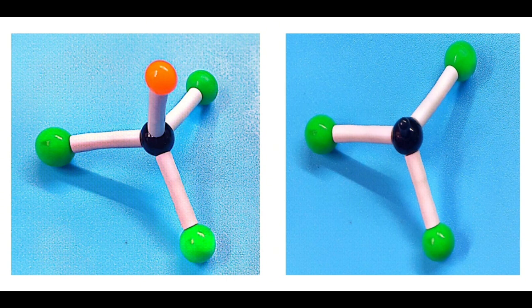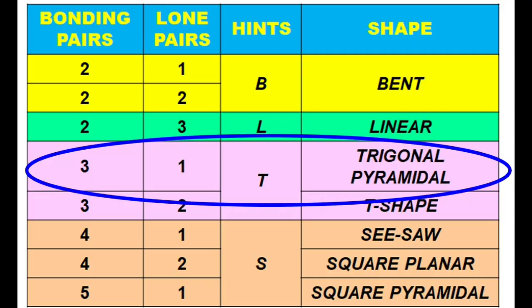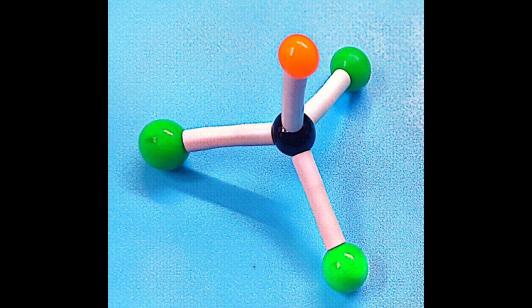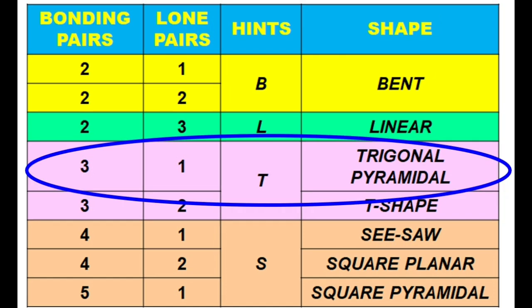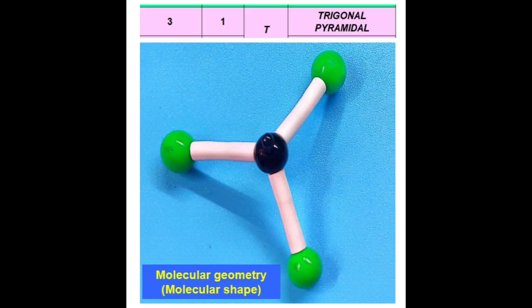And let's go to the table. We have 3 bonding pairs for this one, yes? We have 3 bonding pairs, and we have 1 lone pair. So according to our BLTS table, it will be trigonal pyramidal. That's why, even if we don't see the lone pair, it anyway affects the shape of a molecule. So the shape of a molecule will be trigonal pyramidal.